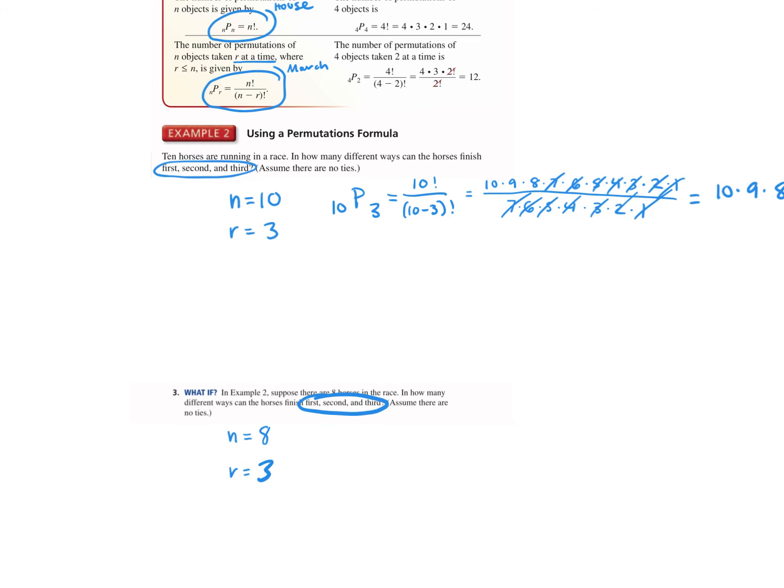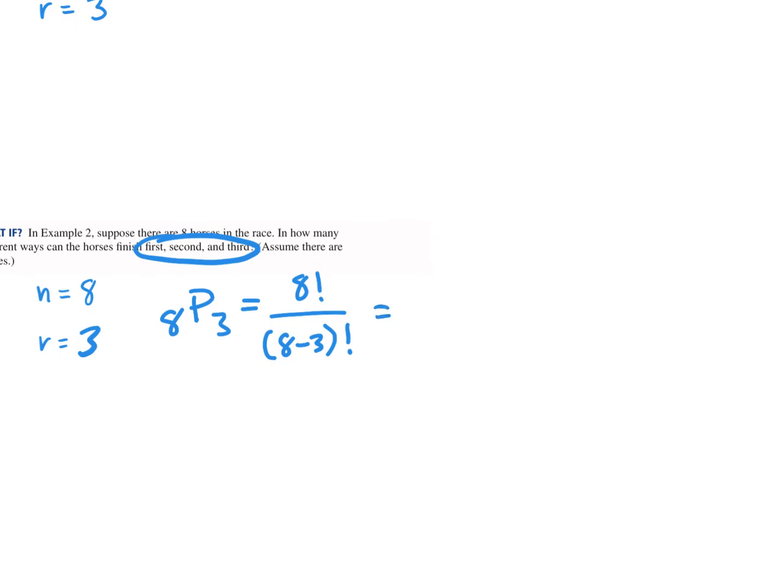So our formula is going to be 8P3. So we have 8 factorial on the top, and then 8 minus 3 factorial on the bottom. So that factorial means 8 times 7 times 6 times 5 times 4 times 3 times 2 times 1. 8 minus 3 is what? 5. So on the bottom, we have 5 factorial, which is 5 times 4 times 3 times 2 times 1.